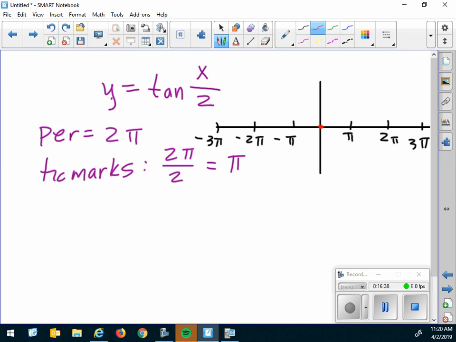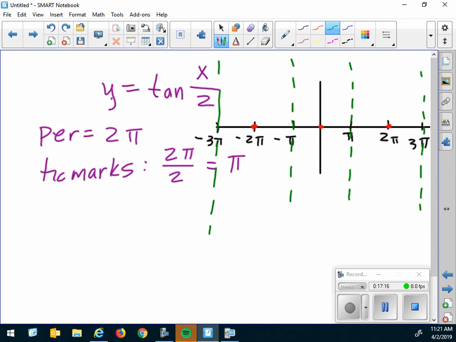What's the next important point after a 0 on tangent? A vertical asymptote. And how far apart are the important things? Pi. So I've got a vertical asymptote there, and then I've got a 0, and then I've got a vertical asymptote. Remember, your important things are pi apart. If I go left, here's my 0, I have a vertical asymptote, then I have a 0, and then I have another vertical asymptote. Does that sort of make sense?